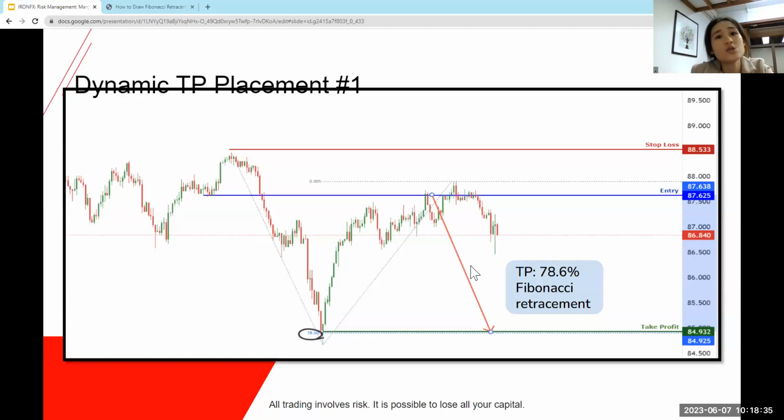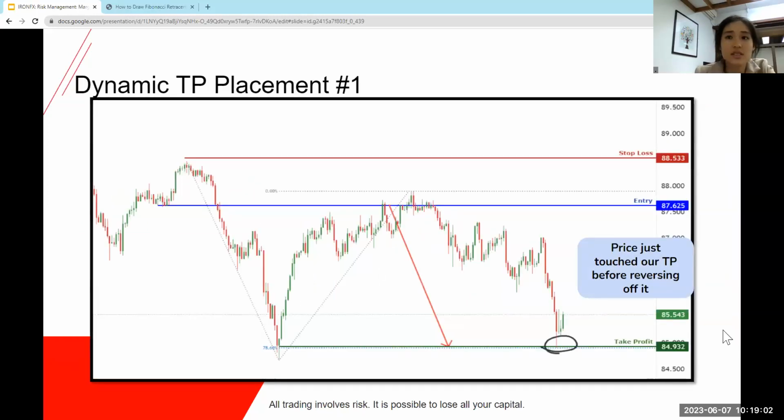Okay, so we're expecting the take profit. Oh yes, over here we have another Fibonacci projection. This should be a projection, not a retracement, because we have 3 points here with a 78.6% Fibonacci projection lining up with our take profit. So we're expecting price to move down from our entry towards our take profit. And you can see that, let me just move my image away, price just touched our take profit very briefly before reversing off of it.